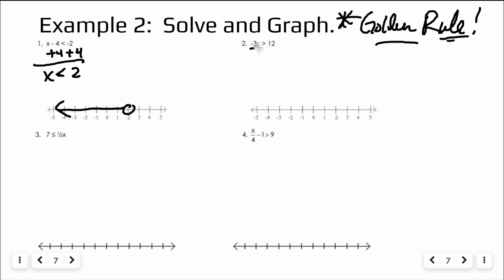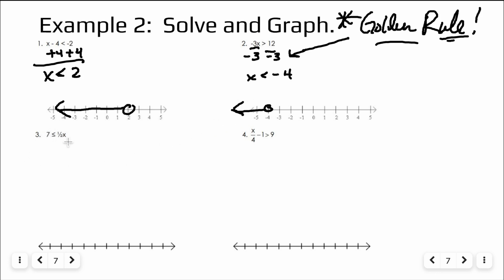In number 2, I need to divide both sides by negative 3 to get x alone. Now I divided both sides by the same negative. That's the golden rule. So this inequality sign has to get switched around, and 12 divided by negative 3 is negative 4. So I put an open circle on the negative 4, and then I draw it to the left.